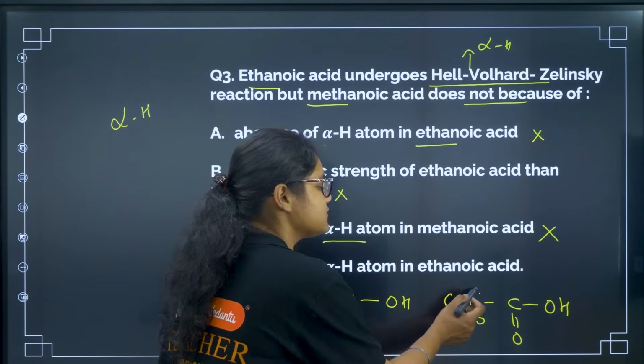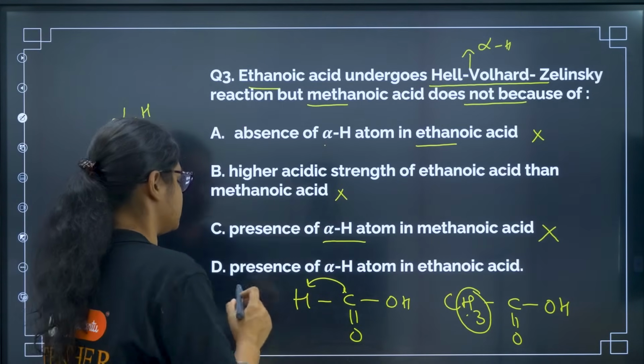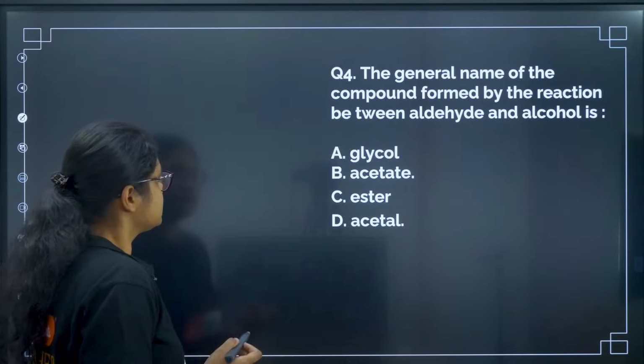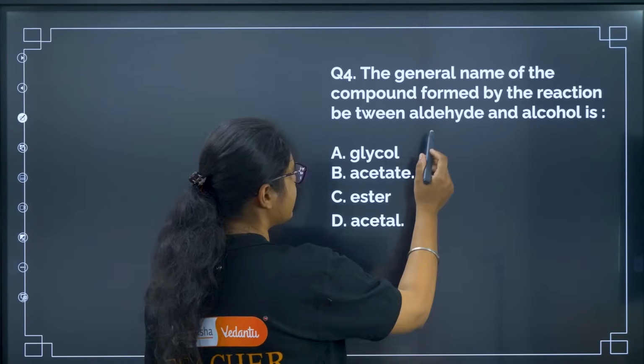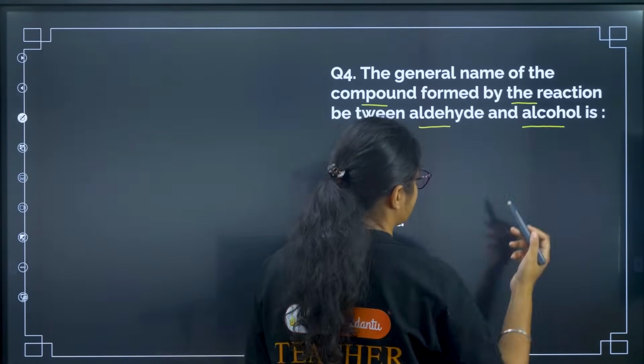So because of the presence of this alpha hydrogen, the HVZ reaction takes place in ethanoic acid. So the correct answer for this question will be option number D. Okay, next. The general name of the compound formed by the reaction between an aldehyde and alcohol.